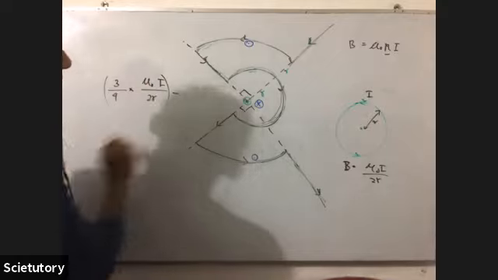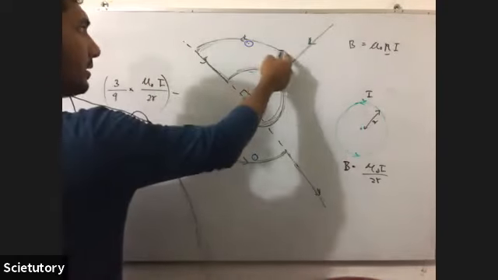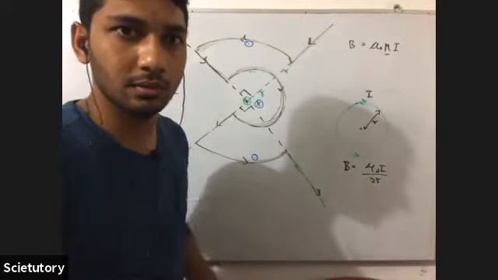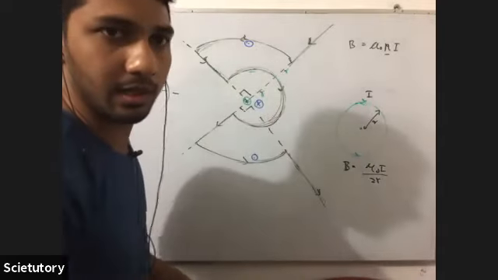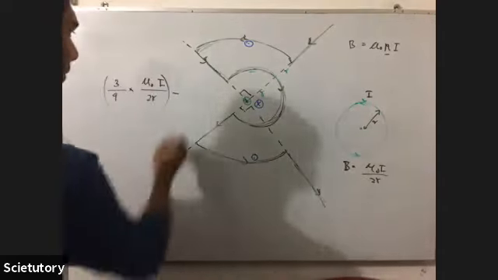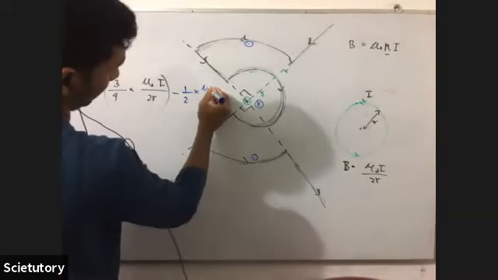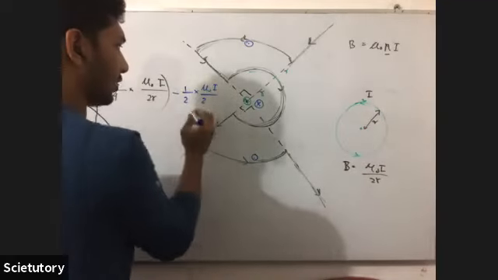Now you have to subtract the magnetic flux density due to this. Can you consider these two as a half circle? This is a quarter, this is a quarter, both form half of a circular loop. So put the fraction as half and then write the equation: mu naught I over 2. You usually make a mistake here.